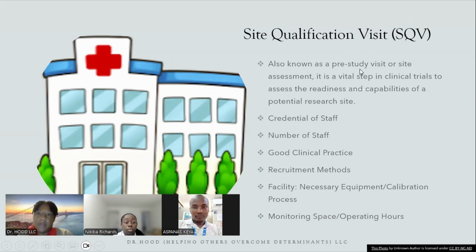And it's also known as the pre-study visit or the site assessment. It is a vital step in clinical trials to assess the readiness and capabilities of a potential research site. So typically what we gather from here is the site credentials. We want to know how many doctors you have, how many nurses you have, how many nurse practitioners you plan to put on this trial.